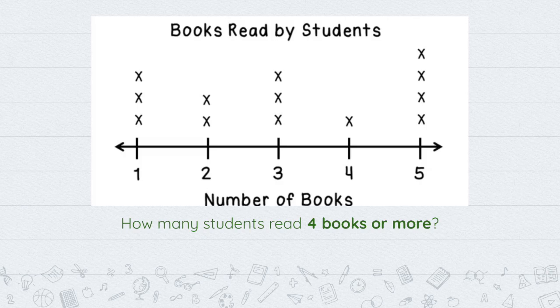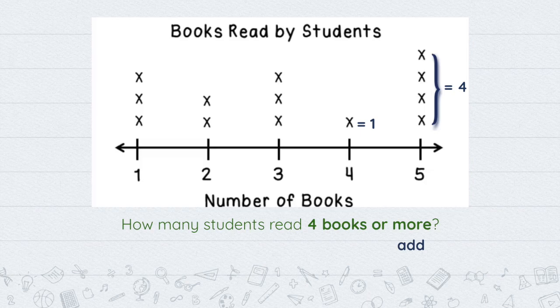So let's read the question and let's try to answer the question together. How many students read 4 or more books? Well, the first thing that I like to do is look at the numbers that they are talking about. So they are talking about 4 or more books. So I'm not going to look at 1, 2, or 3. How many students read 4 books? Only 1. How many students read 5 books? 4 students. So I know that the word more tells me to add.